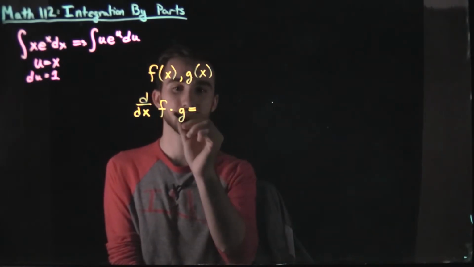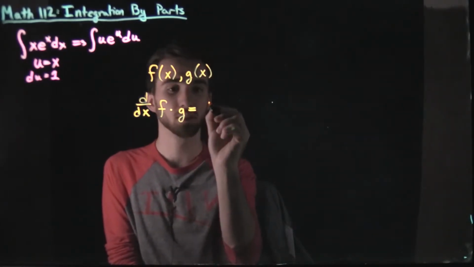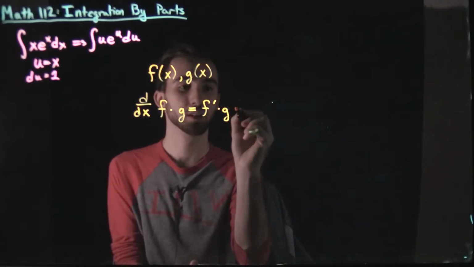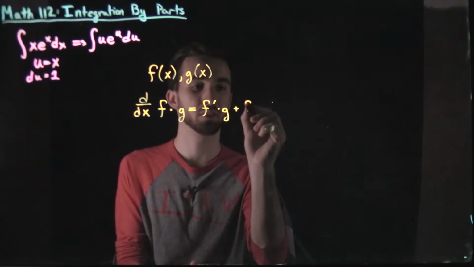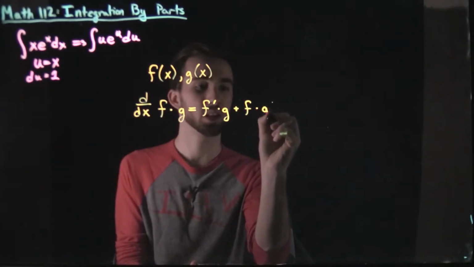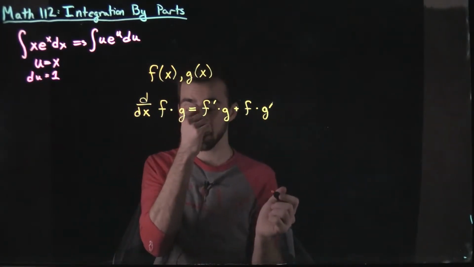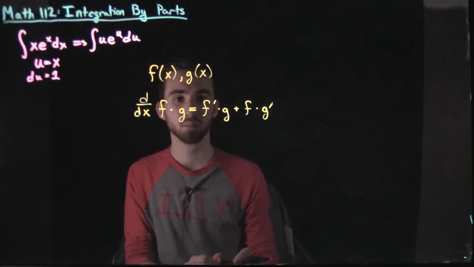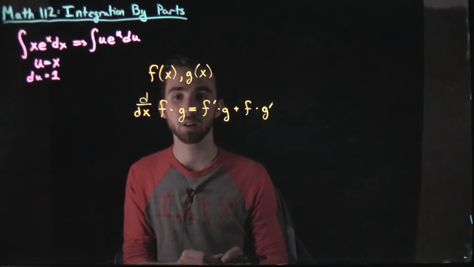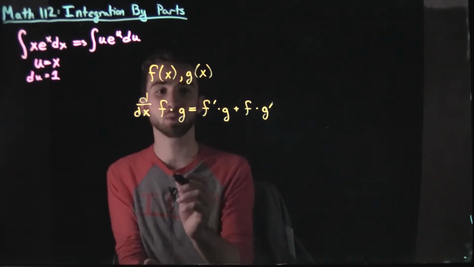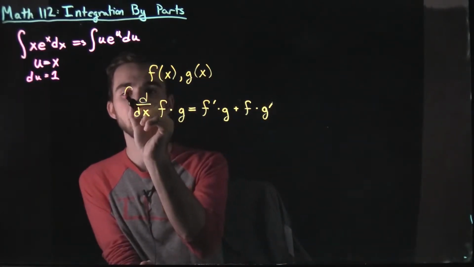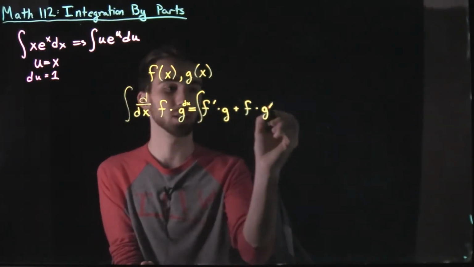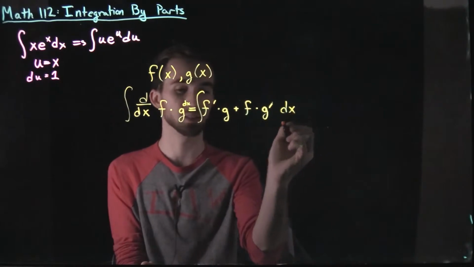Well, that gets us, from the product rule, the derivative of f times g plus the derivative of g times f. Right? This is material that you learned in Calculus 1. It shouldn't be too unfamiliar. But what we're going to do is integrate both sides of this equation. So let's integrate this with respect to dx, and let's integrate this with respect to dx.